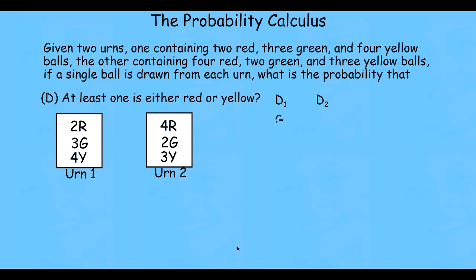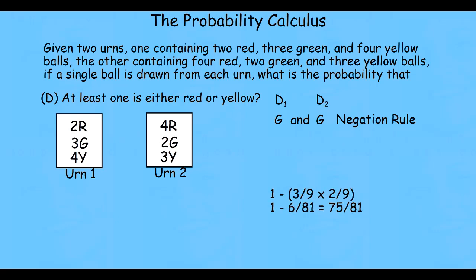Well, if I draw green on the first, then that's not a red or a yellow ball. And if I draw green on the second, that's not a red or a yellow ball. So this is the only way for this sequence of two draws to yield an outcome that doesn't have at least one ball that's red or yellow. So now I need to use the negation rule here and subtract this conjunction from 1 to get my answer.